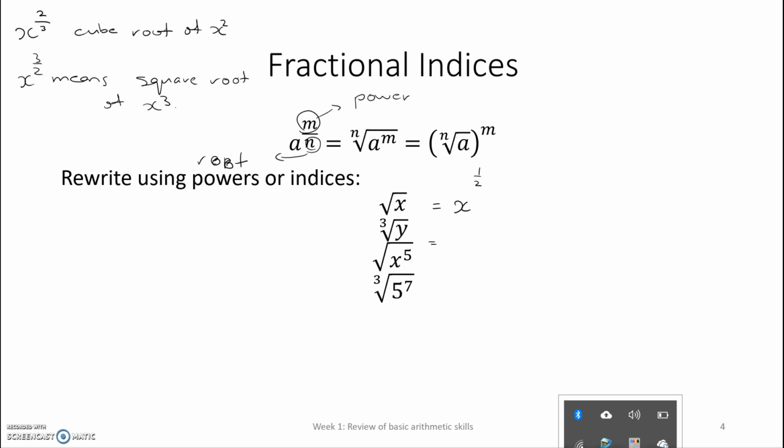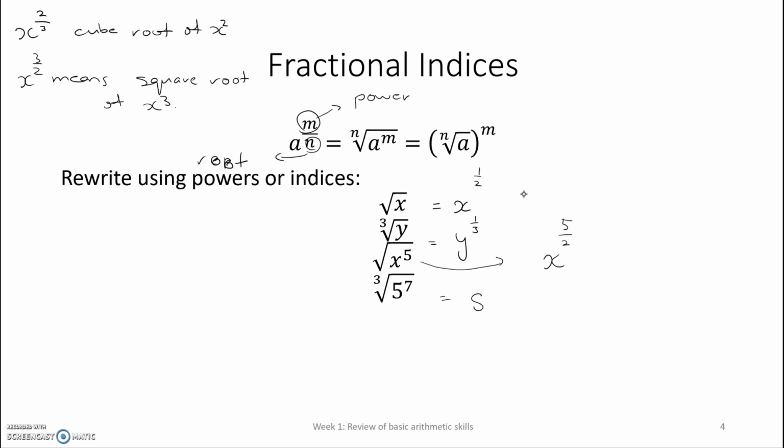So square root of x, we already know that one, that's x to the half. The cube root of y is y to the third. Over here a little bit further is the fifth root. It's the square root of x to the power of 5. So it's x to the power of 5 over 2.